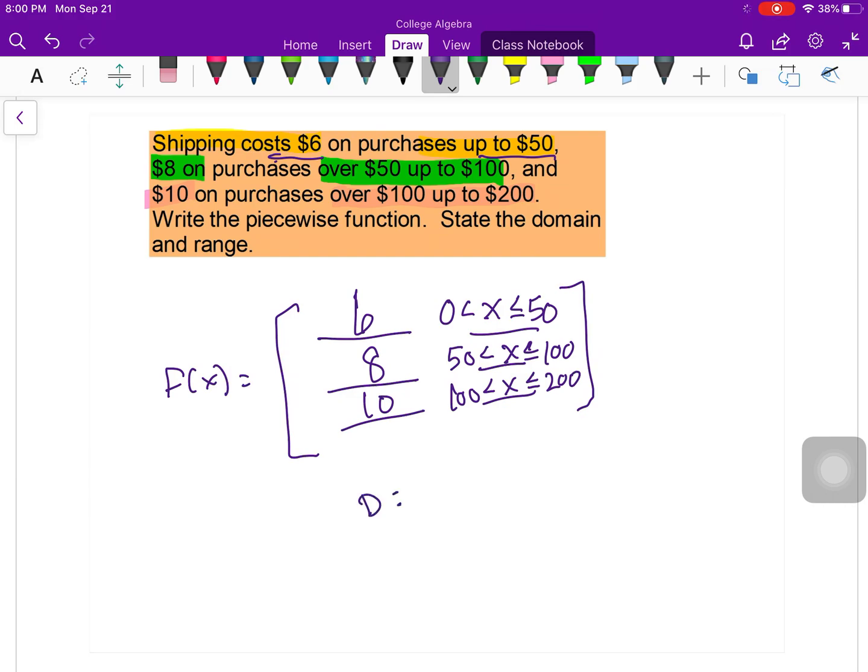So the domain goes from 0 to 200. 0 to 50, 50 to 100, 100 to 200, so from 0 to $200. My range is Y is 6, 8, or 10.